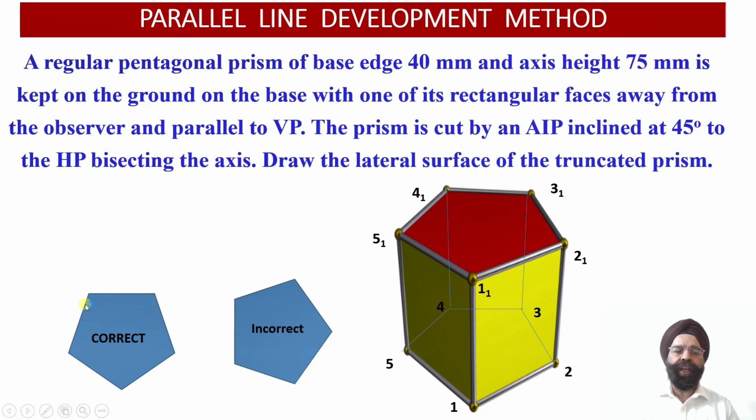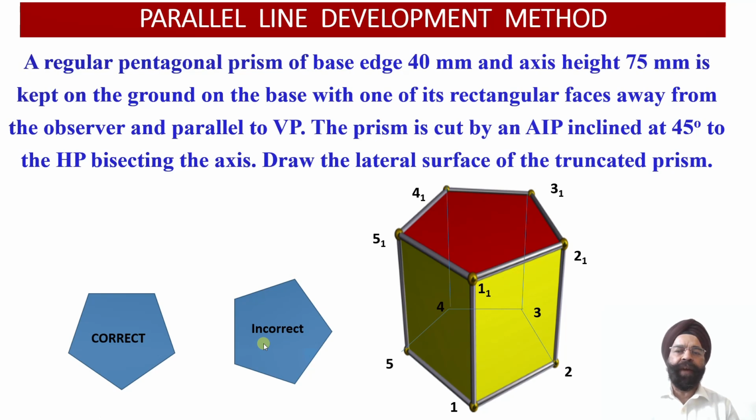Whereas if we place the prism onto the horizontal plane in this orientation, we observe that one of the vertical faces, that is 4-1, 4-3 and 3-1, will be parallel to the vertical plane, and this face will be away from the observer. This orientation of the pentagonal prism is the correct orientation with respect to the two reference planes.